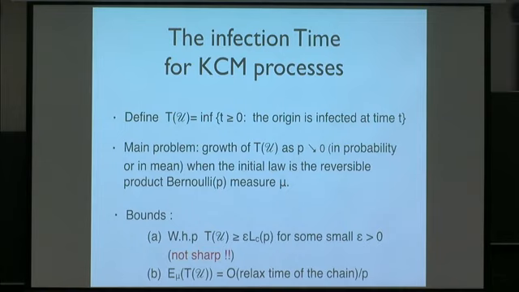The upper bound instead, and actually we have a stronger bound that proves some concentration, is that the average, if you start from the equilibrium distribution, the reversible product IID measure on the lattice, of the infection time is of the order of the relaxation time of the process, which I will explain in the next slide, divided by p. So these are essentially the two general bounds that we have at our disposal.